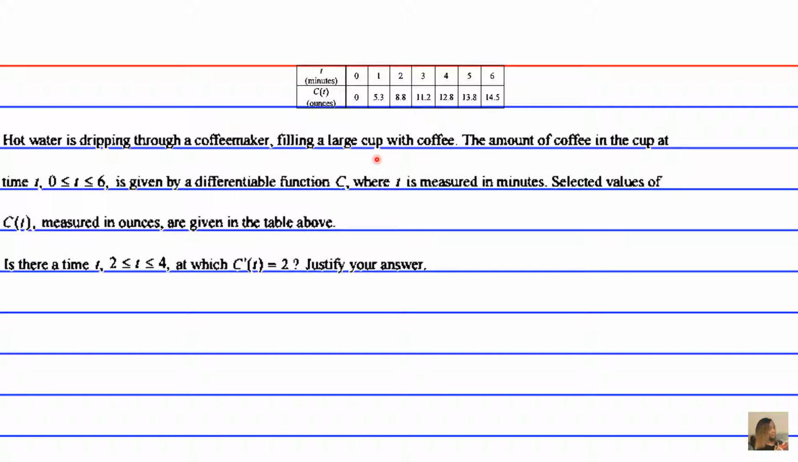Is there a time t in the closed interval between 2 minutes and 4 minutes at which c prime of t is equal to 2? Justify your answer. And since I already gave the answer away in the title card, for some people this might be obvious. For others, it's not so obvious, and that's okay.